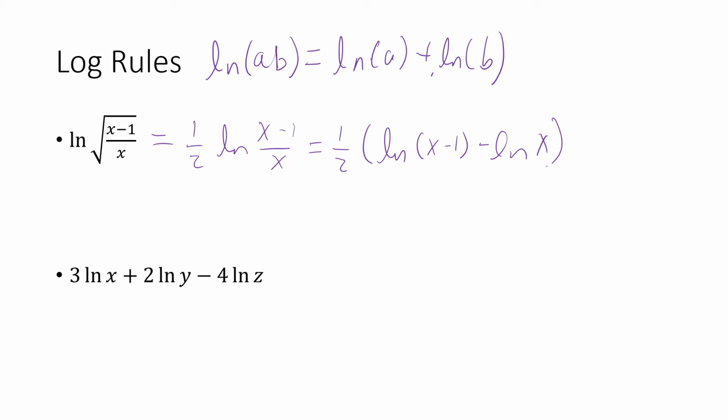On the other hand, sometimes we want to combine logs, and if you have a sum or a difference of logs, we can take each coefficient, we can take this 3 and view it as a log of x cubed, and we can take the 2 and view it as a log of x squared, take the minus 4 also. So we can rewrite this as a single logarithm of x cubed times y squared divided by z to the 4th power.